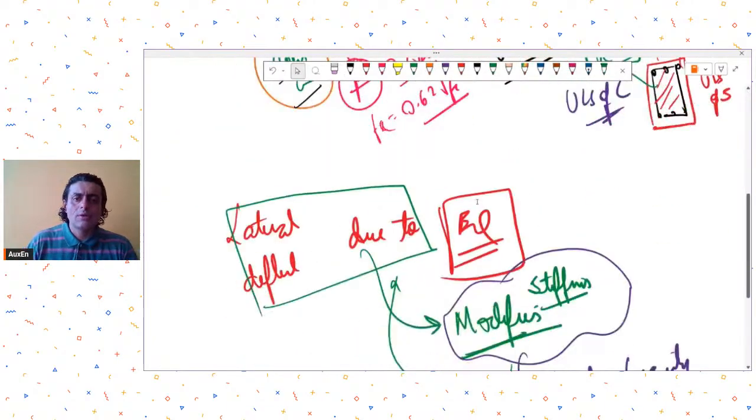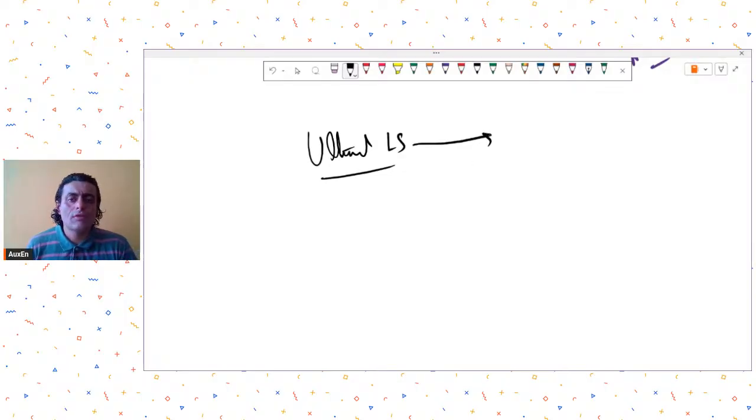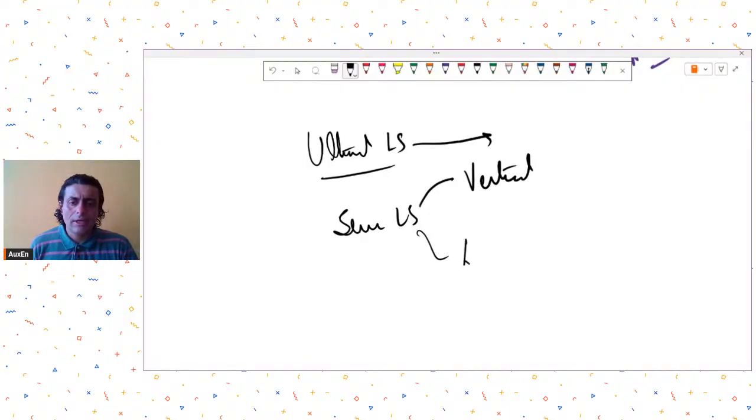So what did I tell you? If you are talking about the ultimate limit states, then I explained how the effect of cracking is considered. In the service limit state, for vertical deflection, I told you how cracking is considered, and for lateral, I explained how cracking is considered. So I hope this answers your query.